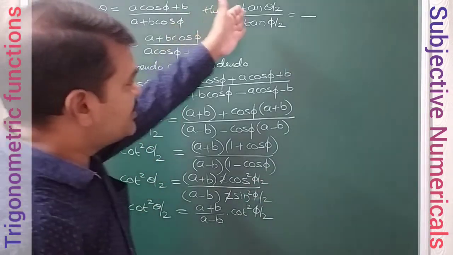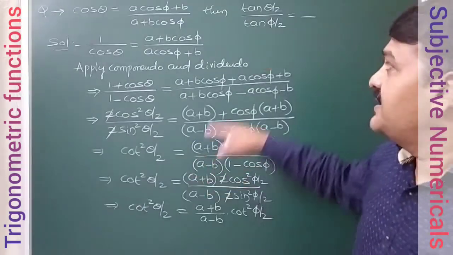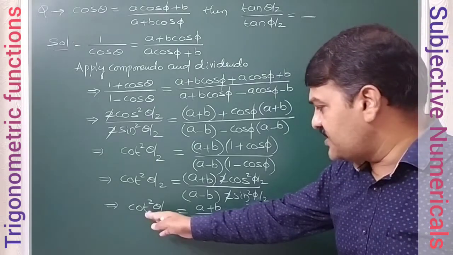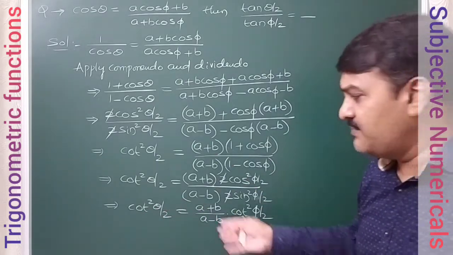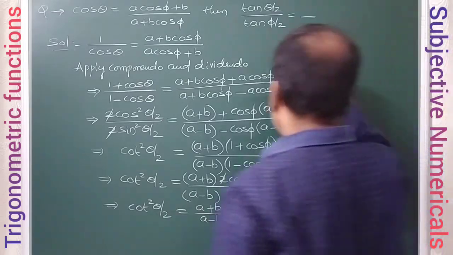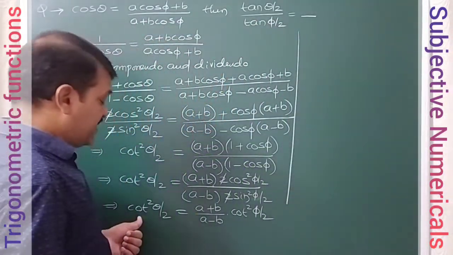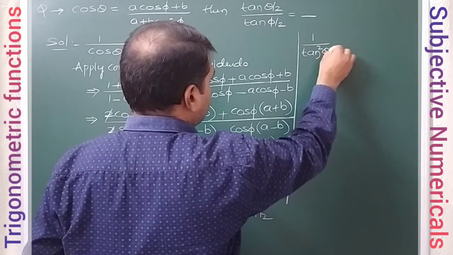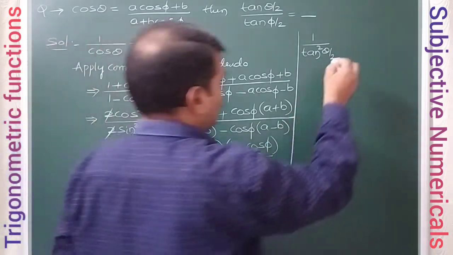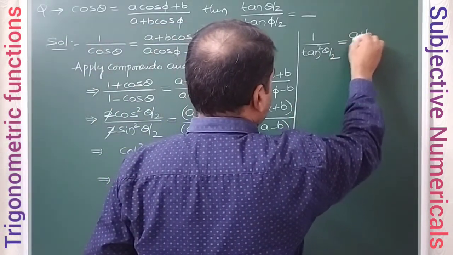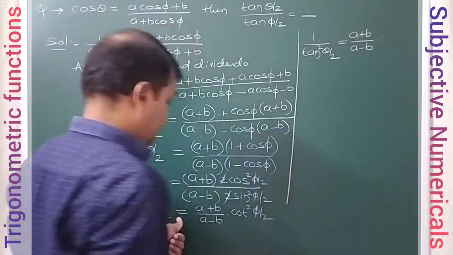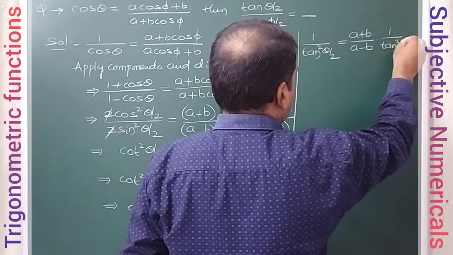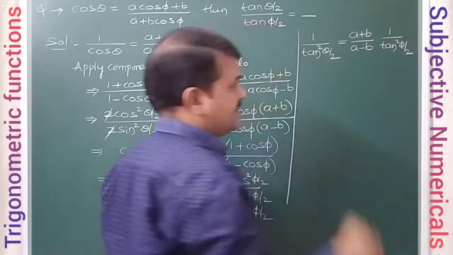But actually the question is in terms of tan. Tan theta by 2 by tan phi by 2 is the question. So I will change this cot into tan function. Cot can be written simply as 1 by tan. So therefore this equation I will write like this. 1 by tan square theta by 2 is equal to a plus b by a minus b into 1 by tan square phi by 2. So I am going to change like this.